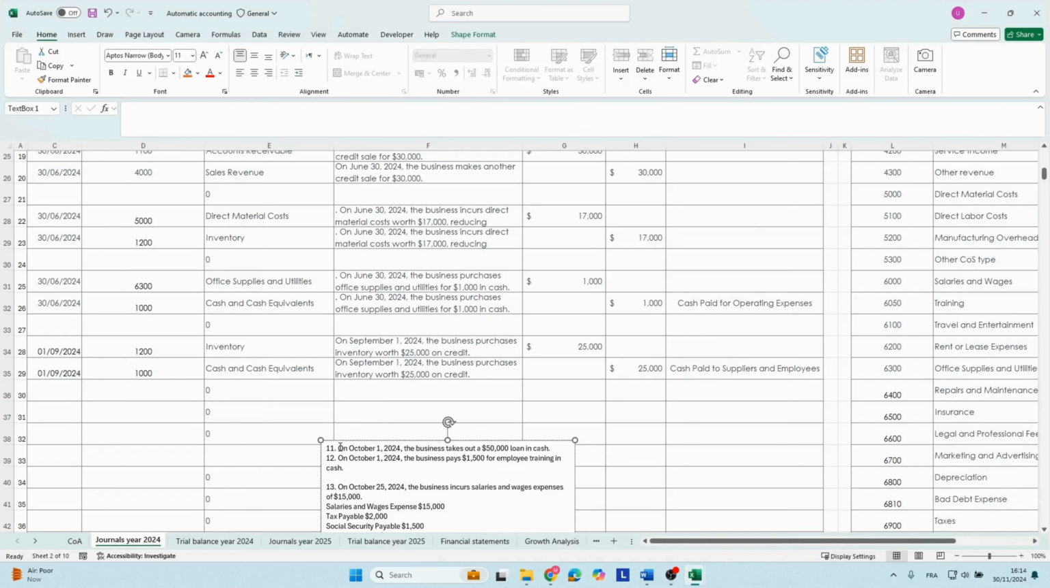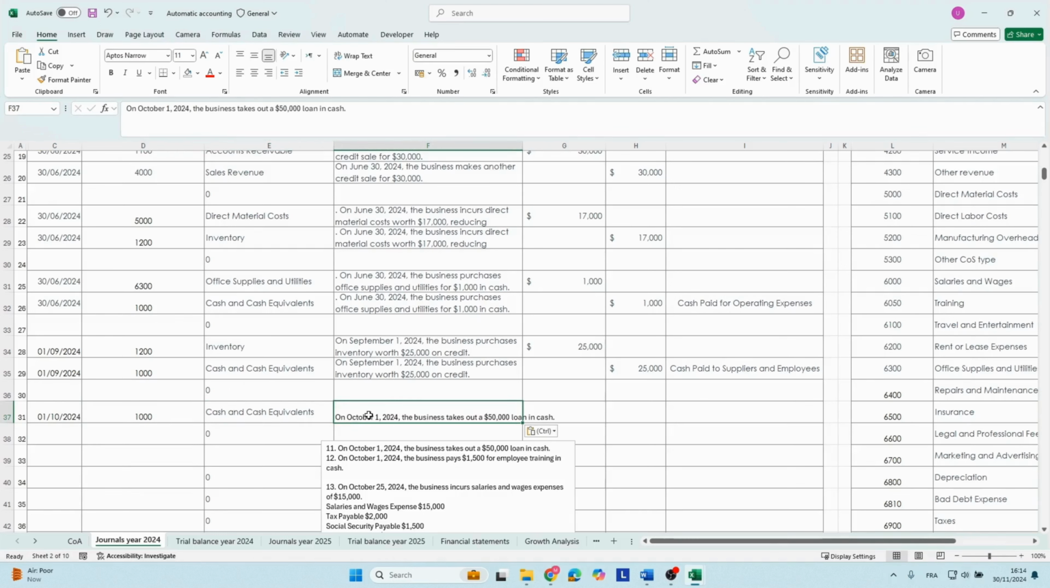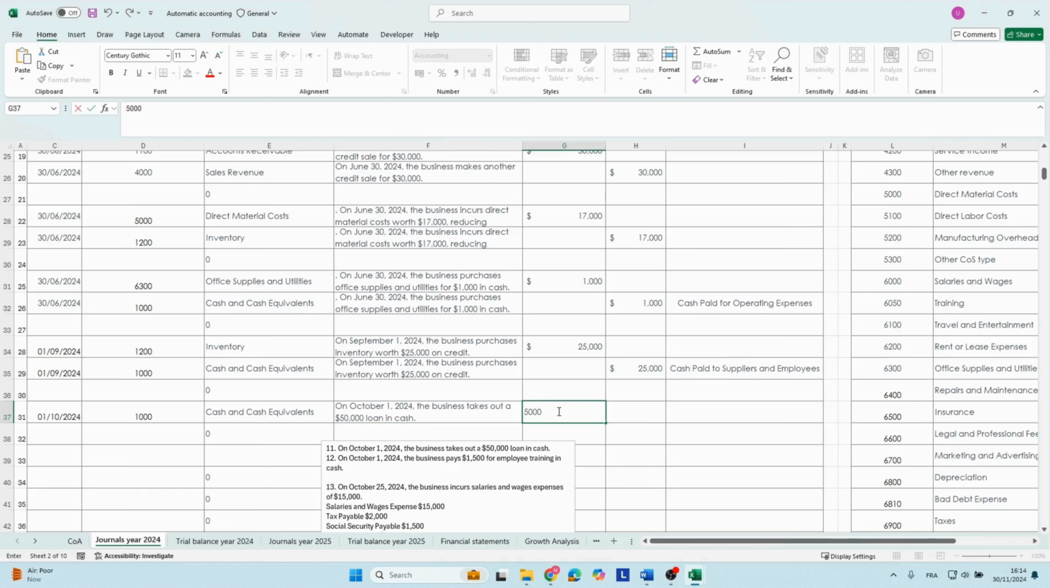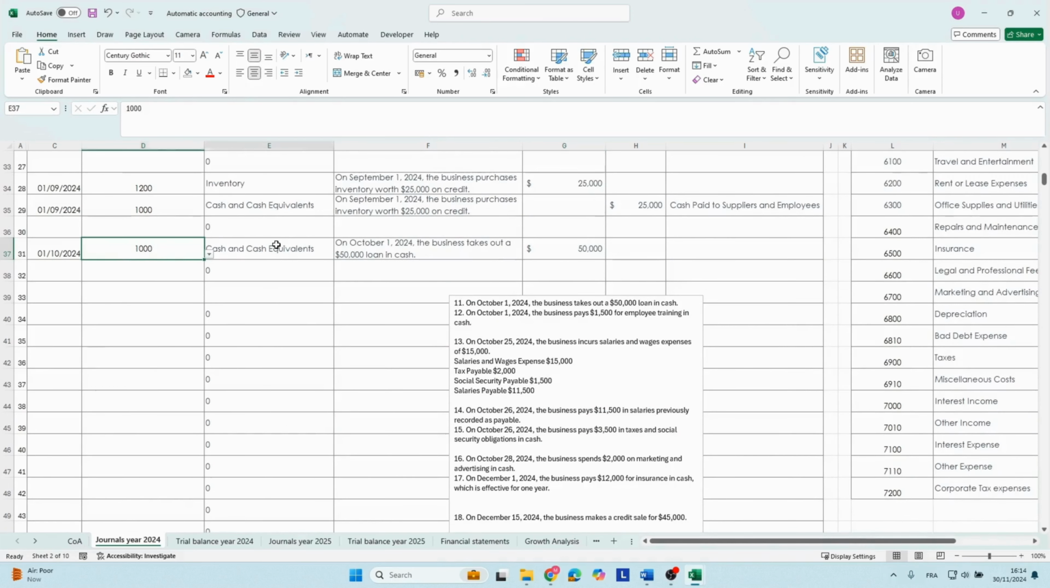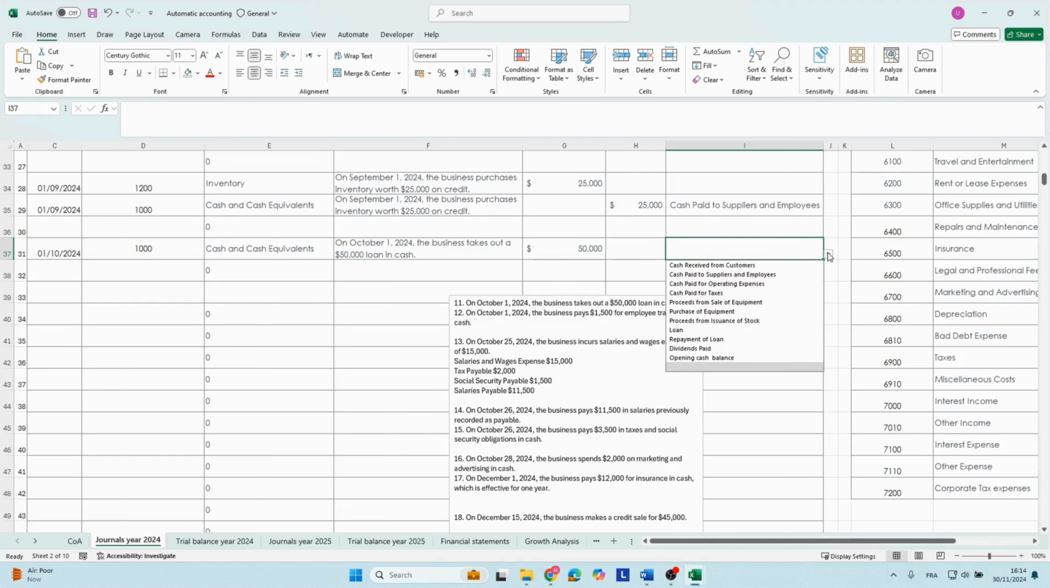Next, on October 1st, the company takes out a 50,000 loan in cash. So the company wants to increase their business, so they ask for a loan from the bank. So we will get cash from the bank. We increase our cash and cash equivalent. So we put the amount on debit, 50,000. Here, because we use the account cash and cash equivalent, we mention the category of cash in, and this is loan.